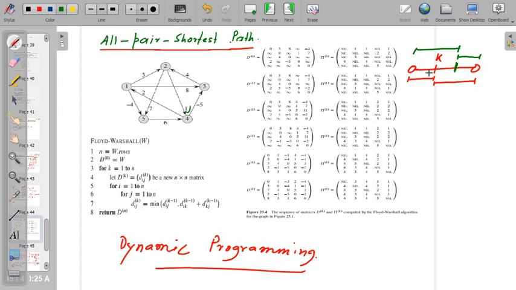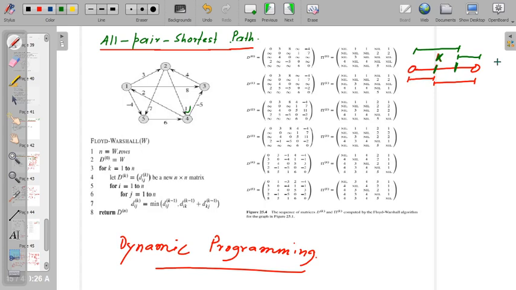And then out of all these subdivisions, which k gives the minimum solution, if it is a minimization problem, that k I take into consideration. That means to find the optimal solution, that k position will be the best one to divide the problem into sub-problems.